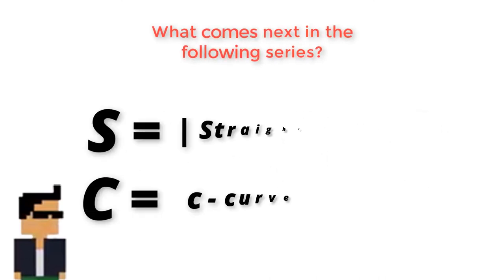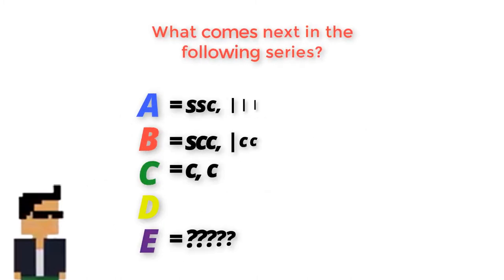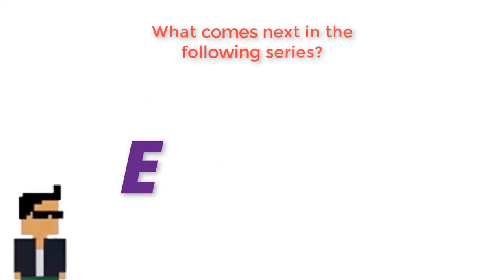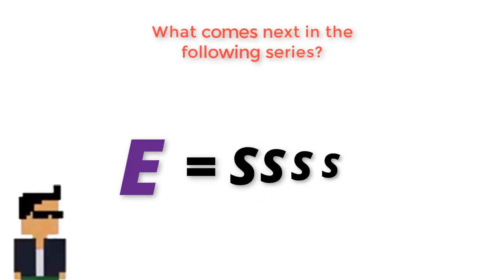And therefore we can use straight lines and curved lines to basically make up the rest of the alphabet. Now C is just one curved line and it remains, coincidentally, just C. And then D is one straight line and one curved line. And that brings us up to the next term, which must represent the capital letter E. And that is four straight lines. So therefore the answer would be SSSS.